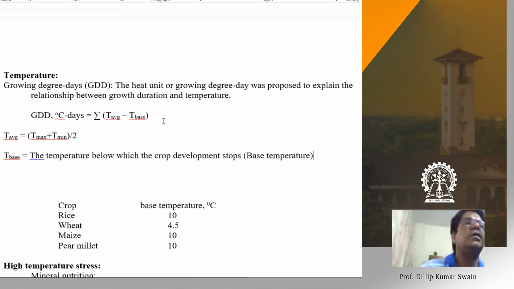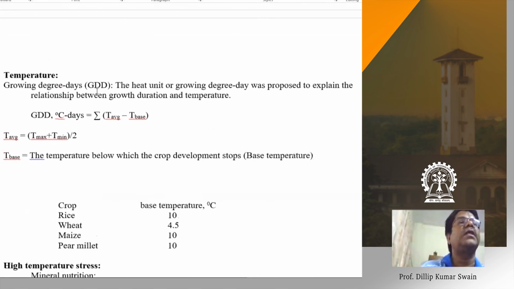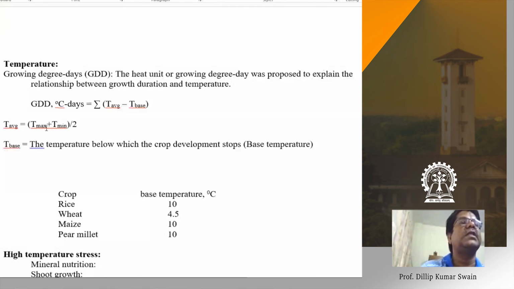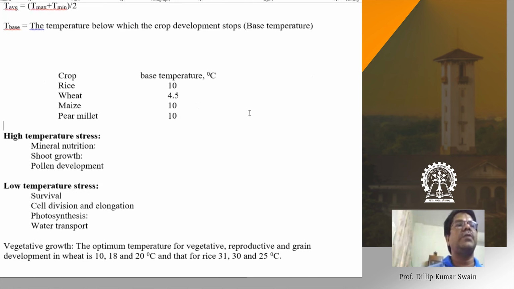So here, if you want, we can have a small example to know how we can predict the duration of a particular phase. Suppose in case of a rice crop, if this is the T average, once you have the daily T average minus T base, and if you know the growing degree days, we will be able to calculate the duration of a particular growth phase. So how can we calculate this?